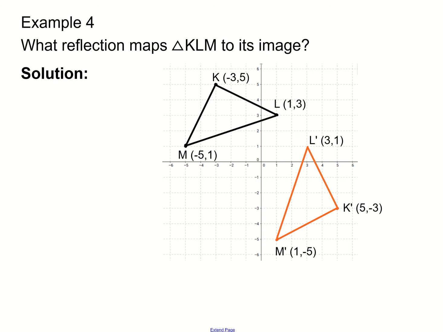All right, so now example 4. What reflection maps triangle KLM to its image? So we want KLM to transform into K prime, L prime, M prime. And we want to figure out what I need to do to transform it from the black triangle to the orange triangle. Looking at these two figures, we can tell it's a reflection, because if you reflect it about some kind of line here, it would reflect on the other side and flip. But we have to figure out what specific line, what's the equation of that line that reflects these two. That's what we're going to figure out.